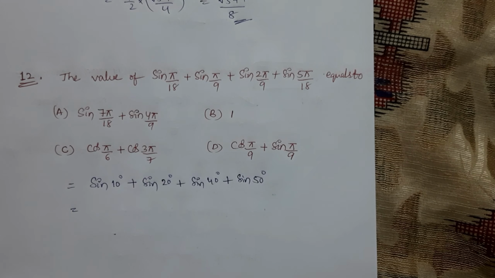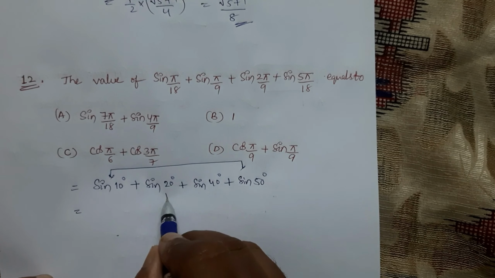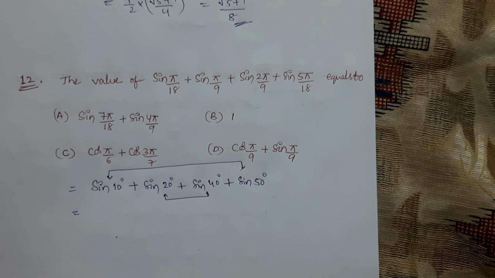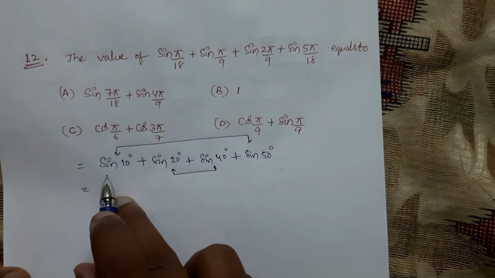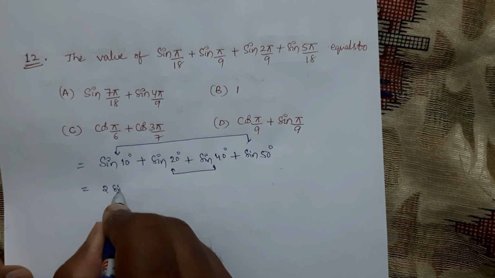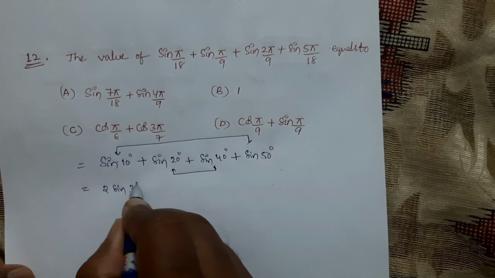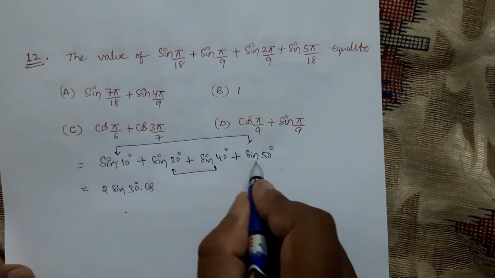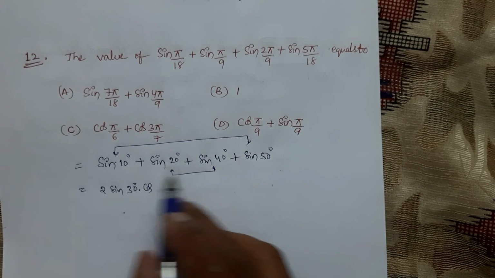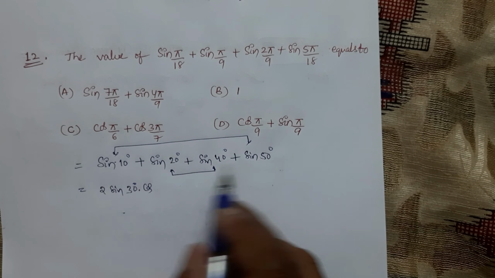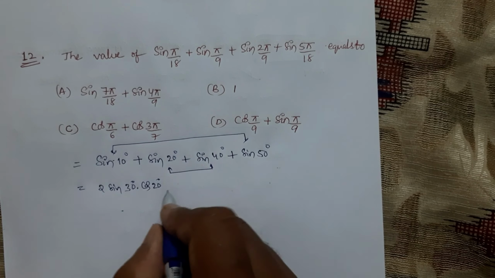Now we need to simplify this, so I will consider sin 10 and sin 50, and again sin 20 and sin 40, and I will apply the sin A plus sin B formula. We know that the sin A plus sin B formula is 2 sin of A plus B by 2. 10 plus 50 is 60, 60 by 2 is 30 degrees, into cos of A minus B by 2, okay, like cos A minus B by 2. 50 minus 10 is 40, 40 by 2 is 20 degrees, plus.